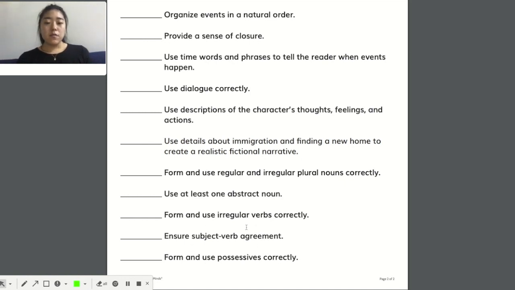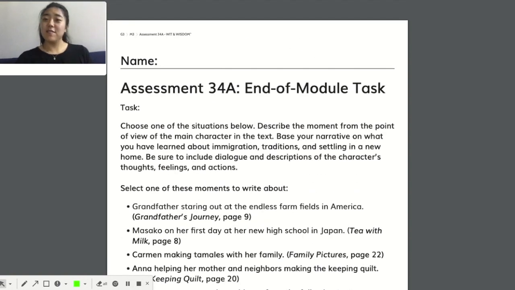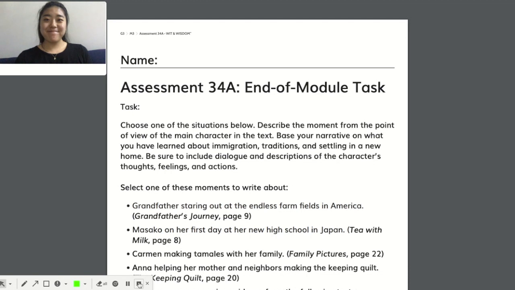So then moving on. Using verbs correctly, subject-verb agreement, and then using possessive. So the apostrophe S when you're talking about when a noun is possessing something. Like, for example, Miss Toma's phone, right? Miss Toma, apostrophe S, phone. All right, so that is your end of module task.